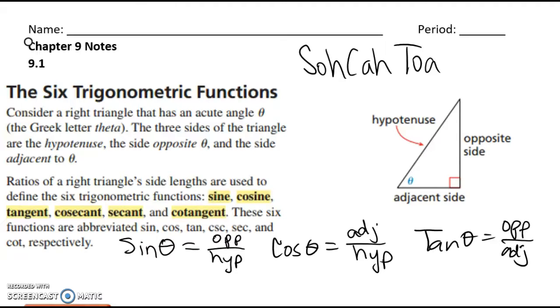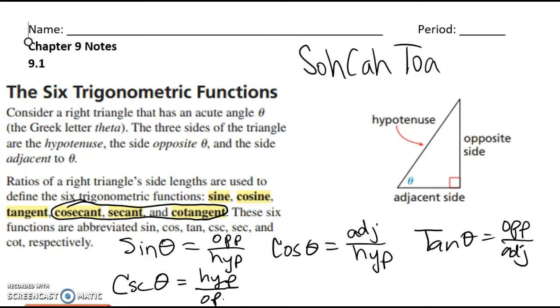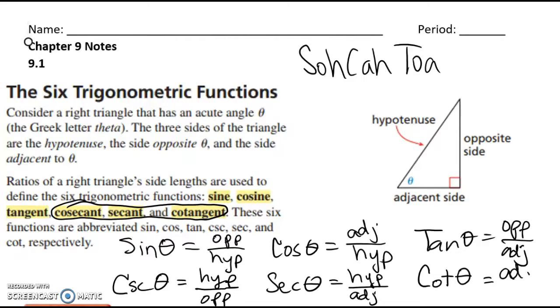Now what might be new for you are three reciprocal trig functions. We have cosecant, which we abbreviate CSC, and that is just the opposite of sine. It's the ratio of the hypotenuse over the opposite. We then have secant, or SEC, and that's the opposite of cosine. It's hypotenuse over adjacent. And then we have the reciprocal of tangent called cotangent, and we use the letters COT. And don't call it cot, it's cotangent. And that's the ratio of the adjacent side over the opposite.